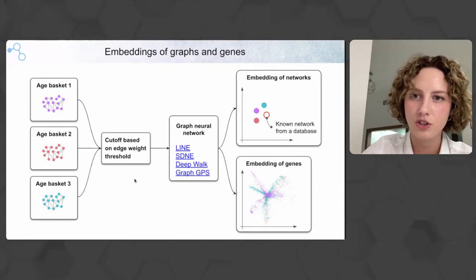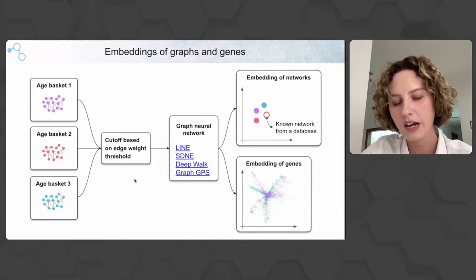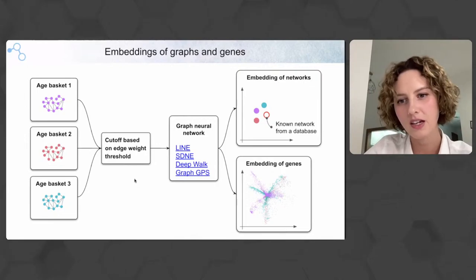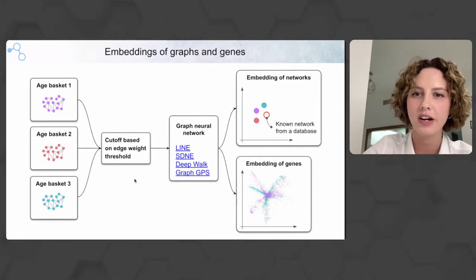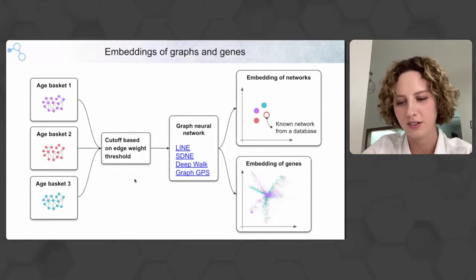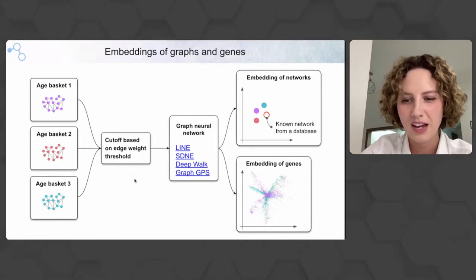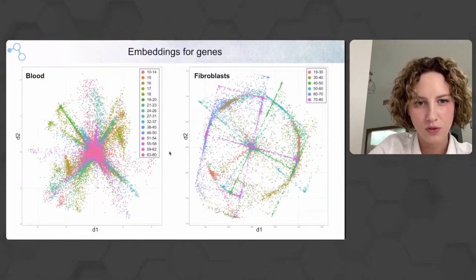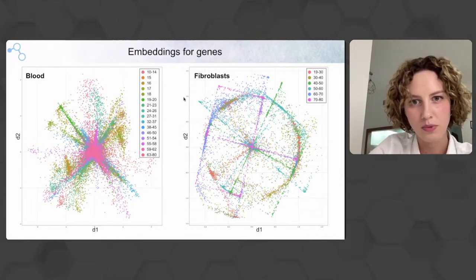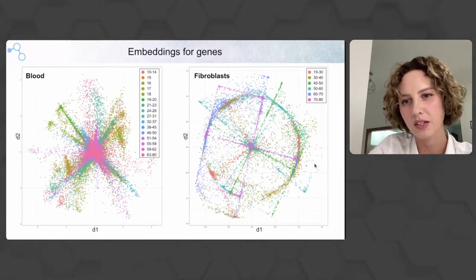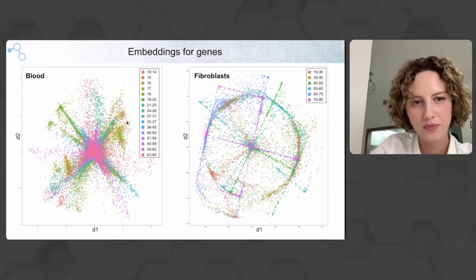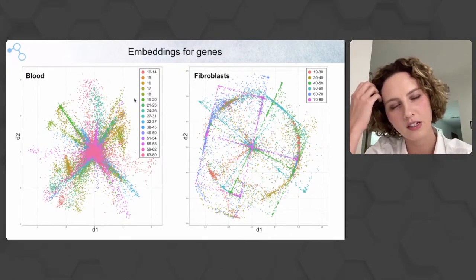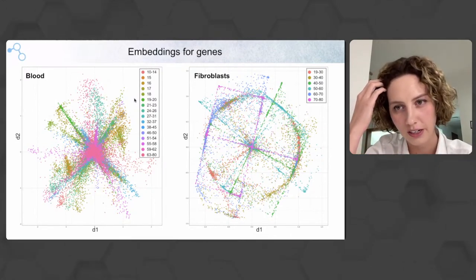We try to do embeddings of genes and embeddings of networks, and we try to see what really happens on the plane, to get understanding and to verify whether our networks are close to reality. And this is the example of our gene embeddings for blood and for human skin fibroblasts.